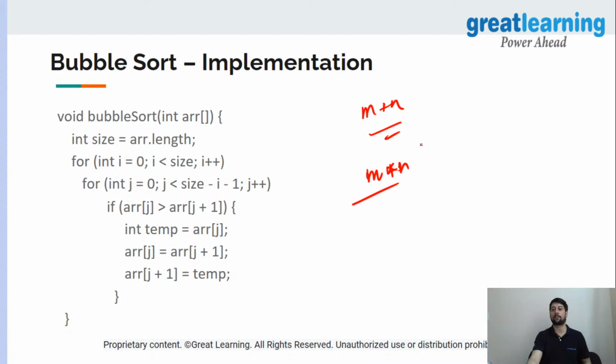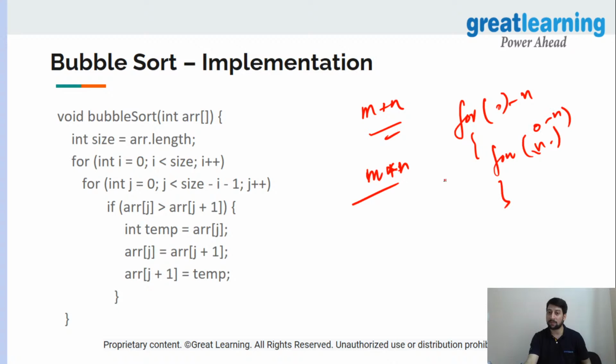When you have a nested for loop, I will give you just a gist of it. When you have a for loop, and inside that for loop you have another for loop, and both these for loops are running from 0 to n, in this case, this will be the case of m into n, because both of these are nested.